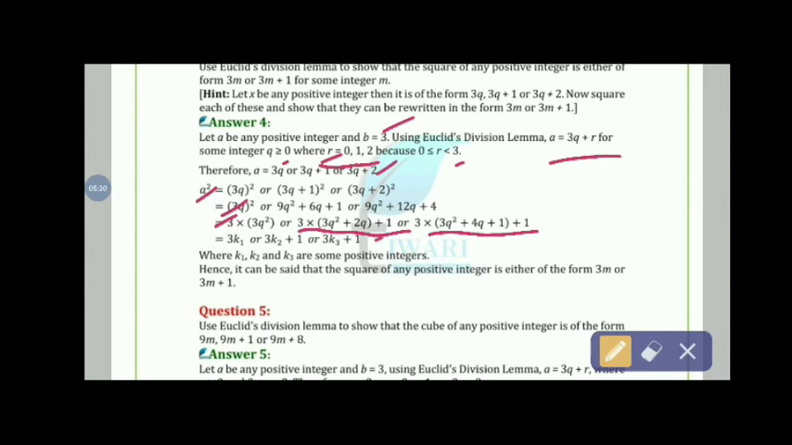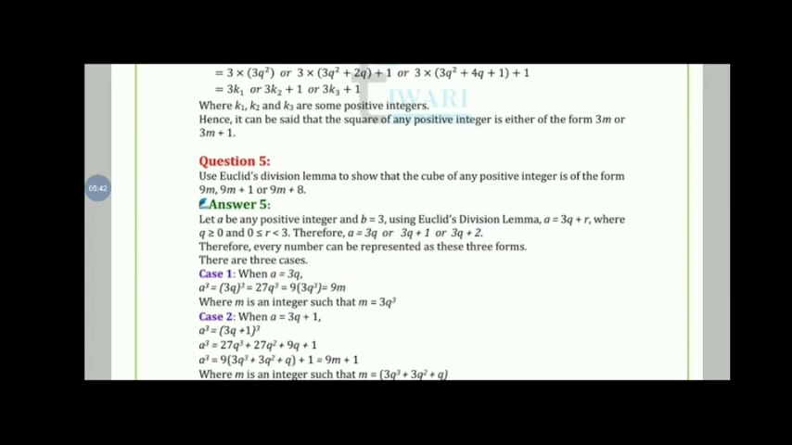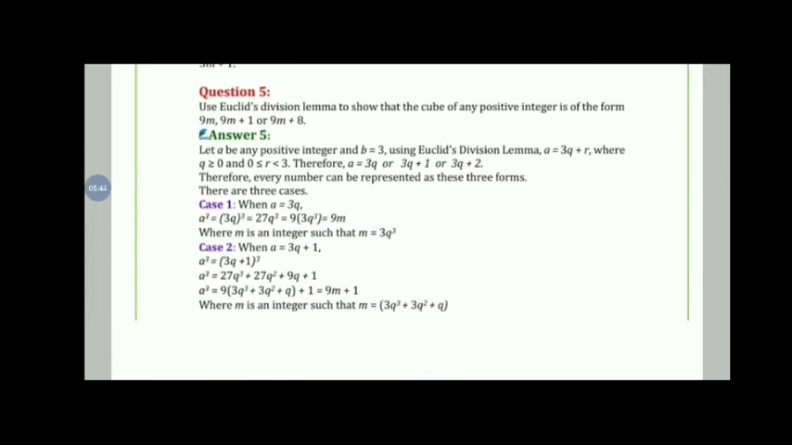Now where k1, k2 and k3 are some positive integers, so hence it can be said the square of any positive integer is either of the form 3m or 3m plus 1. Now moving towards question number 5. Use Euclid's division lemma to show that the cube of any positive integer is of the form 9m, 9m plus 1 or 9m plus 8.